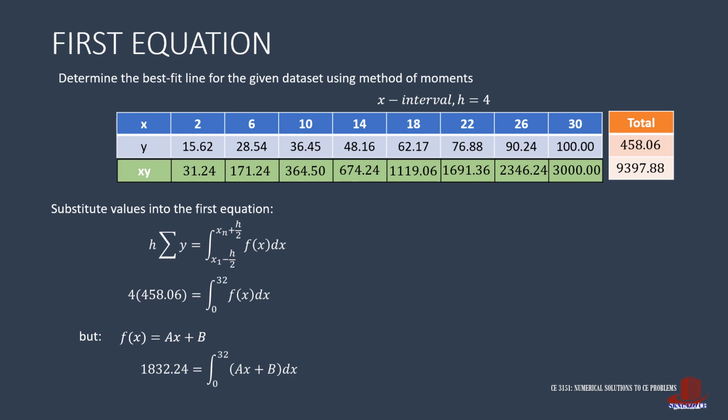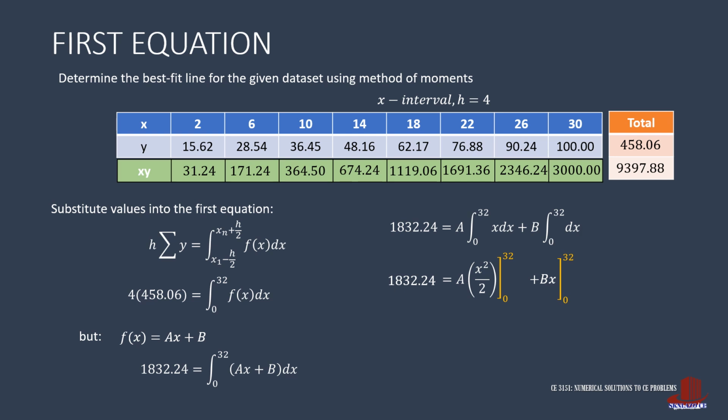If the integrand is distributed, we have 1832.24 as equal to the constant a times the integral of x dx. Then add the constant b with the integral of dx. Making them simpler, we can go ahead and integrate. The integral of x dx is x squared upon 2. Then the integral of dx is x. These two simplified integrals have the limits from 0 to 32.